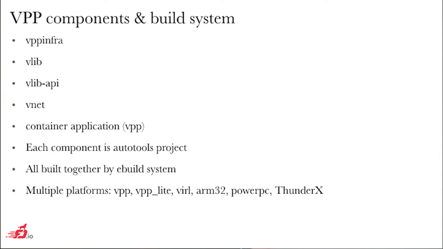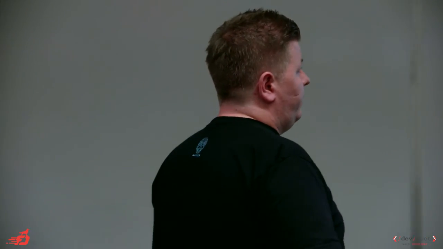And finally, we have vnet. So if you are developing a new network function, then you will probably just go to vnet, because this is the place where you have all the networking stuff, from Ethernet to IP to everything else. And because all those are libraries and they are shared libraries, when you compile VPP, you will actually see that there are four different shared libraries.